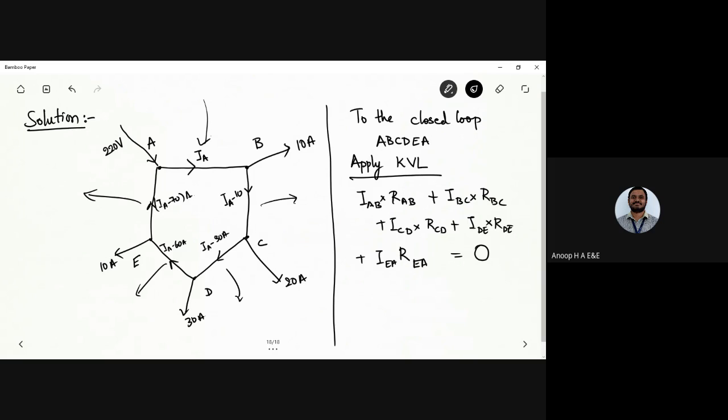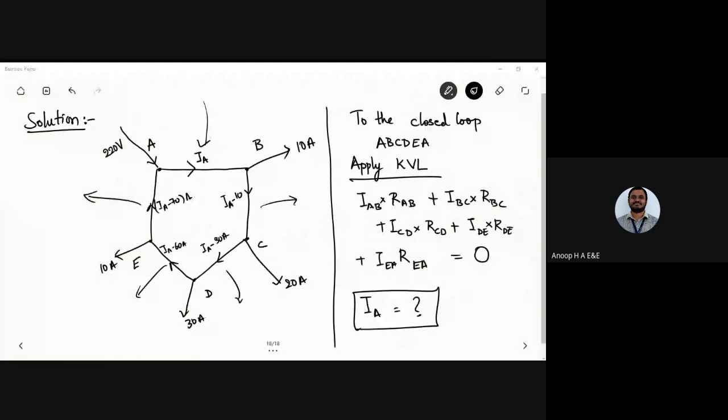So you have to find out the current IA in these sections now. Okay, so you have to find out the current which is there. So you have to find out the current IA. What is the value of the current IA? So let me know what is the value of current IA.